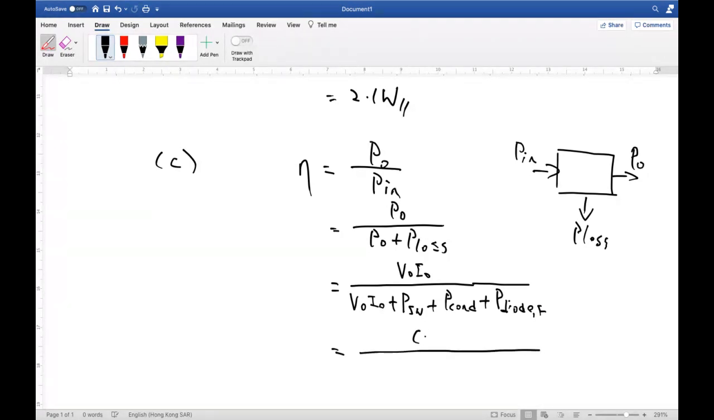And actually we now have all the parameters, so we just need to substitute all the parameters in.